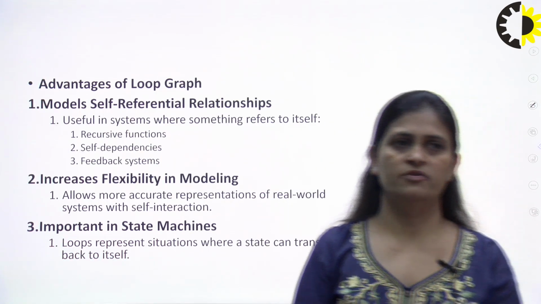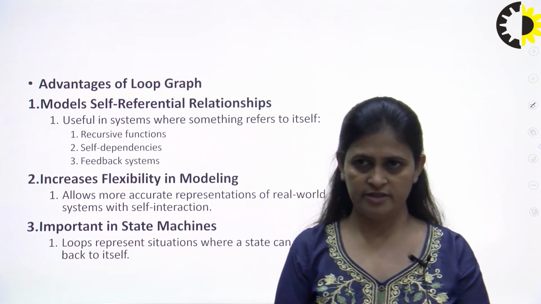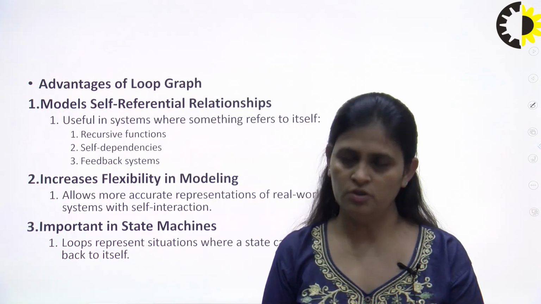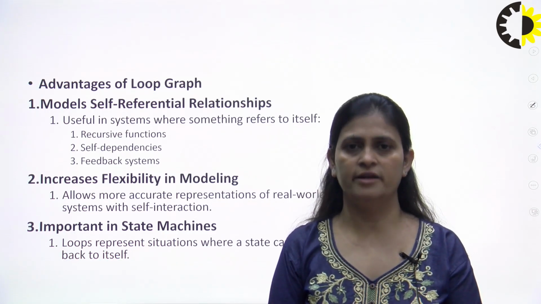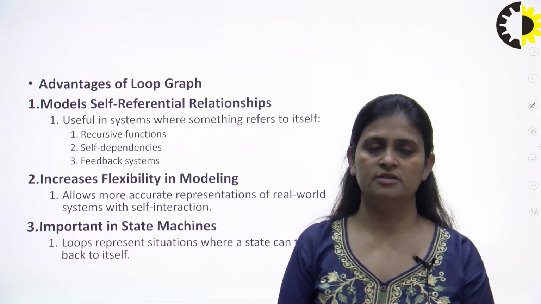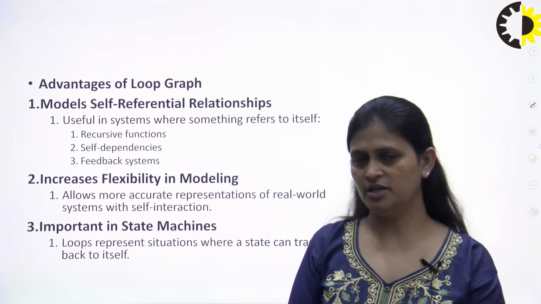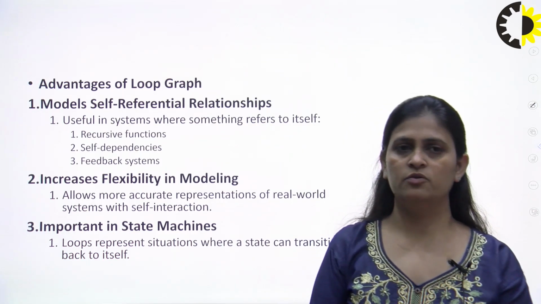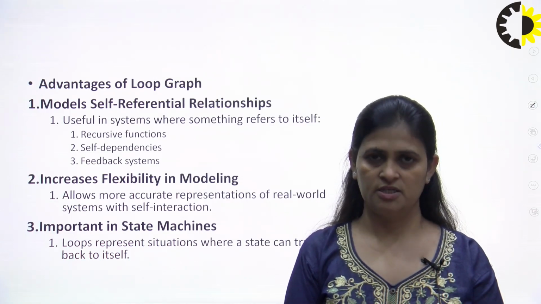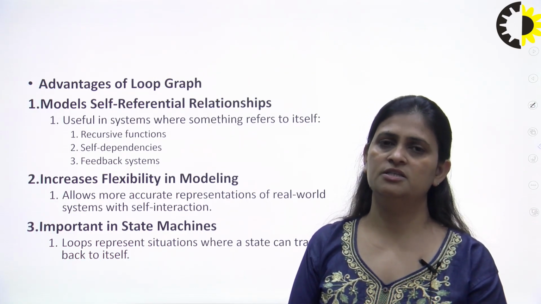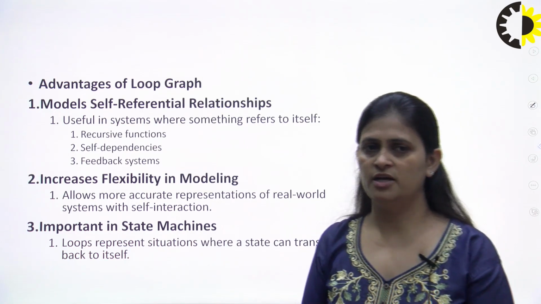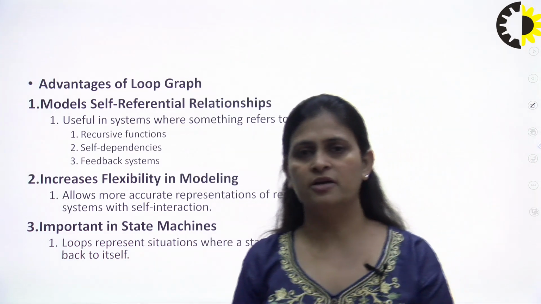Advantages of a loop graph. It models self-referential relationships. First, it is useful in systems where something refers to itself. It is used in recursive functions, self-dependency, and feedback systems. Next is increased flexibility in modeling. It allows more accurate representation of real-world systems with self-interactions. Next, it is important in state machines. Loops represent situations where a state can transition back to itself.